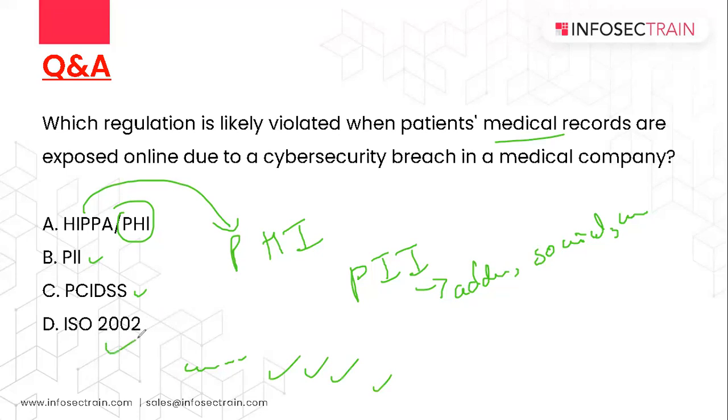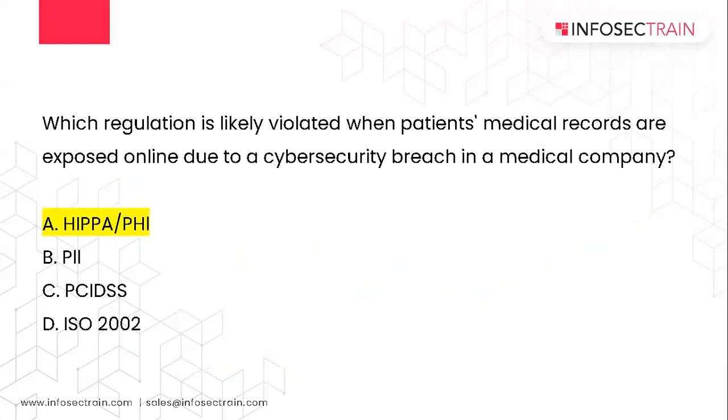Then we have your ISO 27002, right? This ISO 27002 is for information technology security techniques. Your ISO 27002 is also not specific to our medical or healthcare data, or our PHI protection. So the correct option is option A, HIPAA PHI, right? Our ISO 27002 is not related to our healthcare protection, so that is why HIPAA is the correct one.